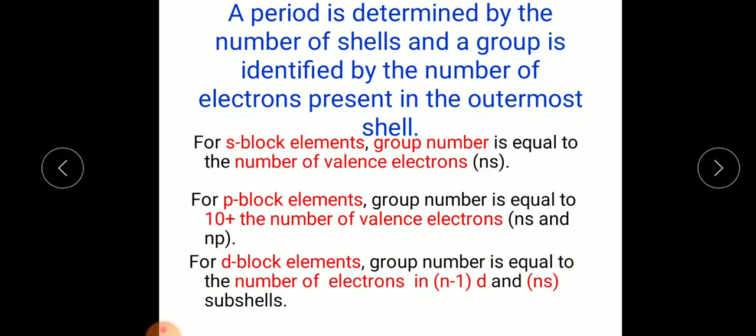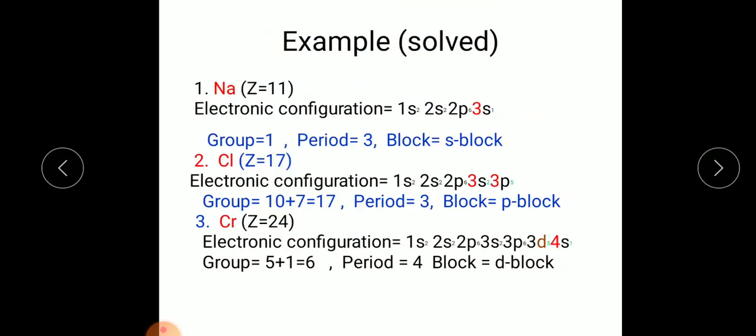For D block elements, the group number is equal to the number of electrons in the (n-1)d and ns subshells. So here also we need to add the electrons present in the D orbital and S orbital to get the group number. This rule will be very clear with an example. I have given you 3 examples in which I have taken one element from the S block, another from the P block and another from the D block. The first is sodium with atomic number 11.